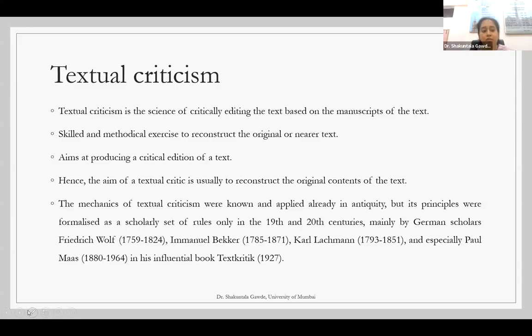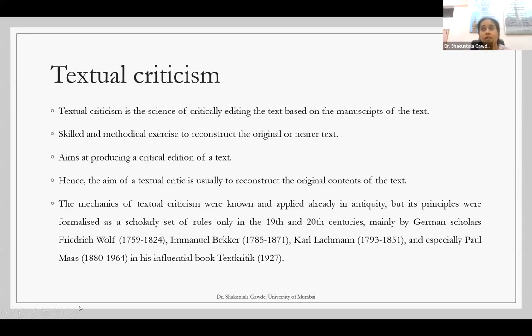Because while writing those manuscripts, there must have been some changes, errors, amendments, possibly done by the scribe, knowingly or unknowingly. So it is a task of a researcher to go towards the original or the nearer text. May not be original, because it is very difficult to go towards the original text, but at least the nearer text. And this is the aim, to produce a critical edition of a text. Now, as you can see, we don't have critical edition of all the text.